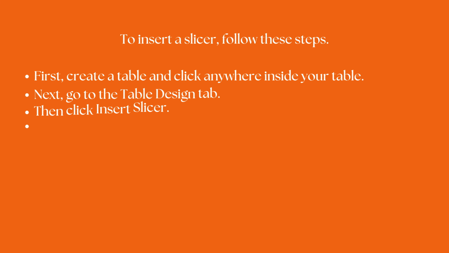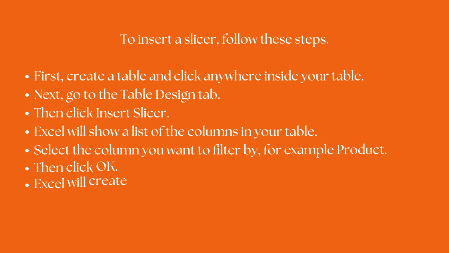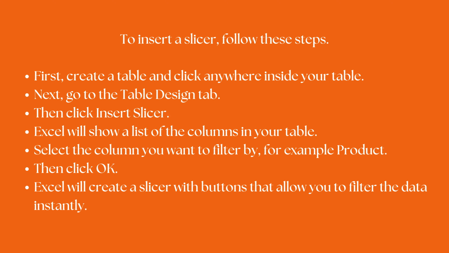Now, how do you insert a slicer into your Excel sheet? You have to follow these steps. First, you have to create a table, and after doing that, you have to click anywhere inside your table. Next, you go to the Table Design tab. We will talk about that later in the course. Then click Insert Slicer. Excel will show a list of the columns in your table. Select the column you want to filter by, or you can select all columns, then click OK. Excel will create a slicer with buttons that allow you to filter your data instantly.